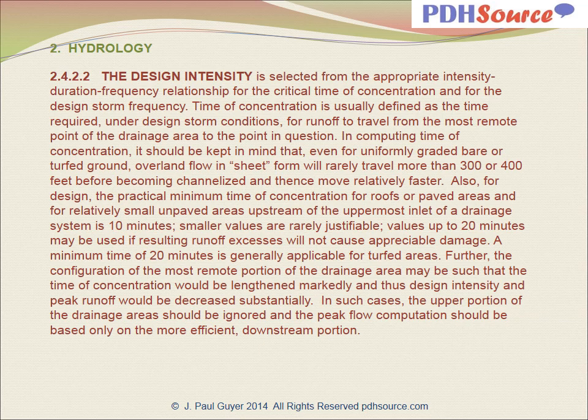Further, the configuration of the most remote portion of the drainage area may be such that the time of concentration would be lengthened markedly, and thus design intensity and peak runoff would be decreased substantially. In these cases, the upper portion of the drainage area should be ignored, and the peak flow computation should be based only on the more efficient downstream portion.